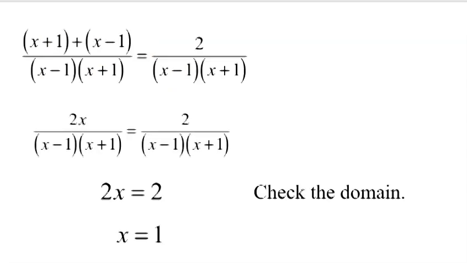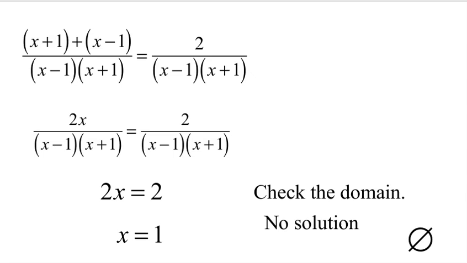So after checking the domain, what do we find? 1 is not allowable as a solution, so therefore there is no solution. And the symbol that we use for that is that circle with a line through it. That's our preferred symbol. Okay, let's do another one.